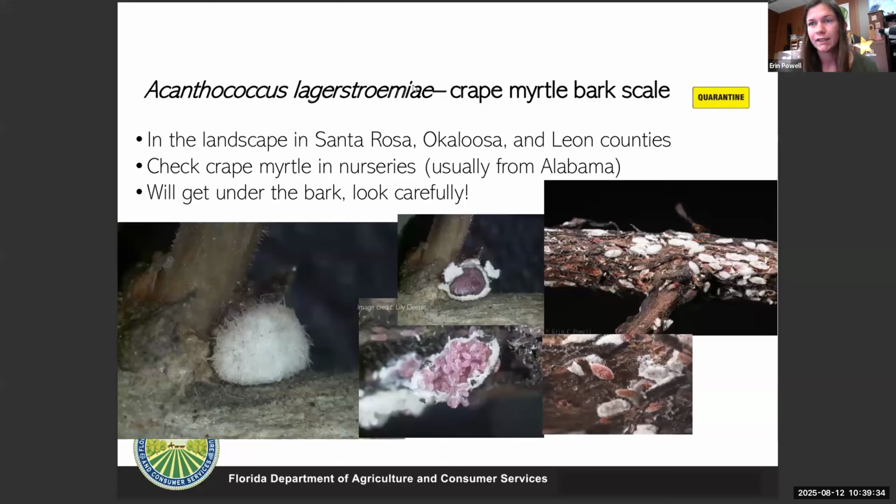The crepe myrtle bark scale, this one is only in the Panhandle currently, but we are seeing it popping up in nurseries, especially on material coming from Alabama. So keep an eye on your crepe myrtles. This one could be particularly devastating just because we use crepe myrtle as such a big landscaping ornamental throughout North Florida at least. Hopefully it's something that's not going to really want to live in Florida. It seems to be more of a northern species, but there's always a potential for it to spread here.